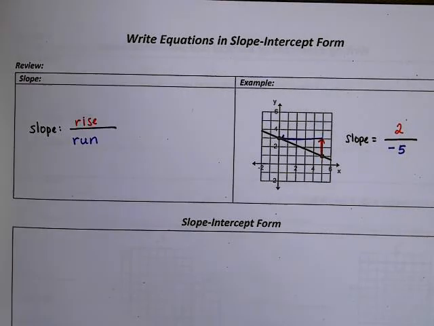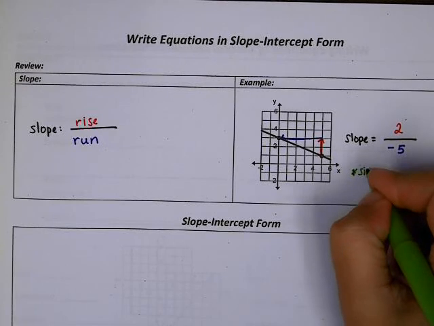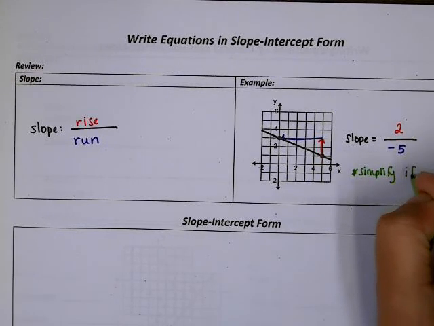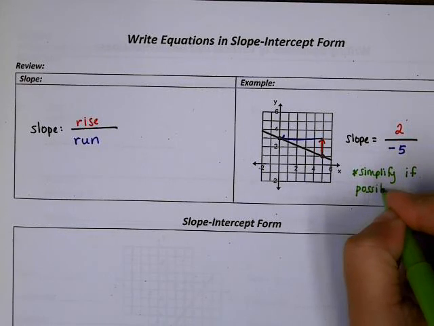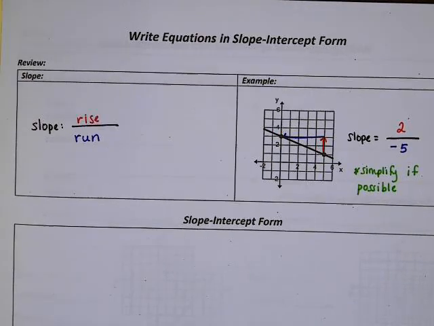Now, if it was possible, I would simplify this fraction. In this case, the ratio of 2 and 5 does not simplify. But if that was like a 2 and a 4, I would simplify that fraction.